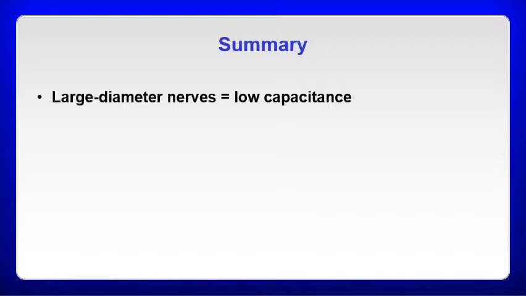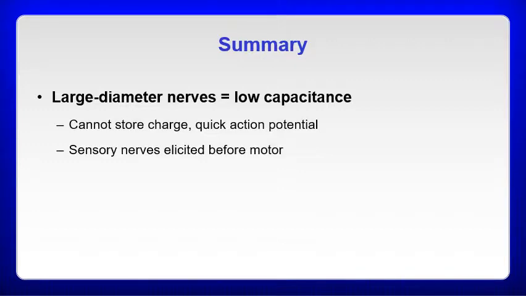So again, just in summary, to go back and look at some of the stuff, large diameter nerves have a low capacitance, so they cannot store a charge and they have a quick action potential. And this is the reason why, even when you're setting up for motor stim, you'll get a sensory effect first. So even when you're setting someone up for Russian stim, as you're turning the intensity up, they will feel the electrical stim, or they'll start to get the little pins and needles sensation prior to actually getting the muscle contraction. So that's why that happens. So sensory nerves always get elicited before motor, even at those lower frequencies.